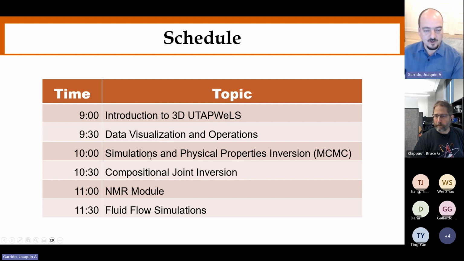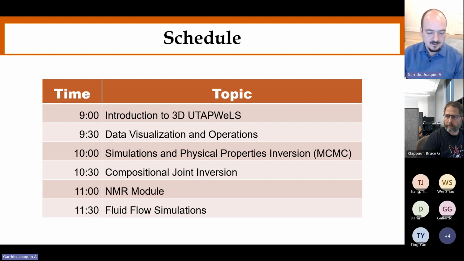Then we're going to talk about simulations and physical properties inversion, what we usually refer to as MCMC, even though it's not always MCMC, Markov Chain Monte Carlo. Then we're going to do a compositional joint inversion, which is one of the modules that has been more recently developed, and I know a few companies are interested in this. Then we're going to have an NMR module that has been expanded in the past couple of years. It's very thorough. It's one of the most thorough modules that I've seen. And lastly, the fluid flow simulation, which is another staple of UTAPWeLS.